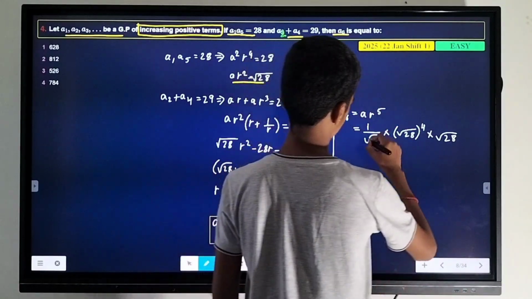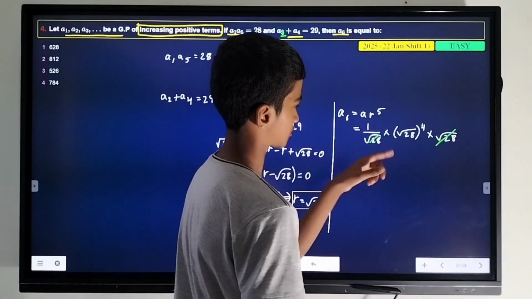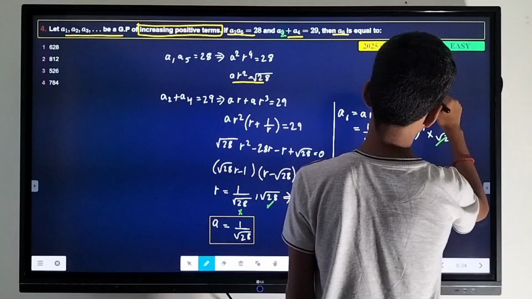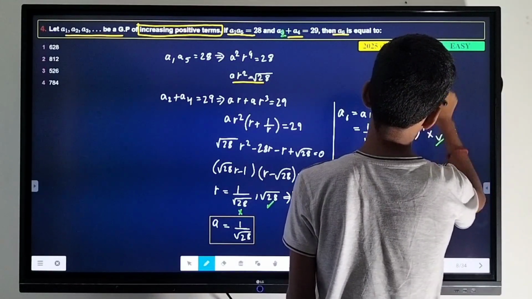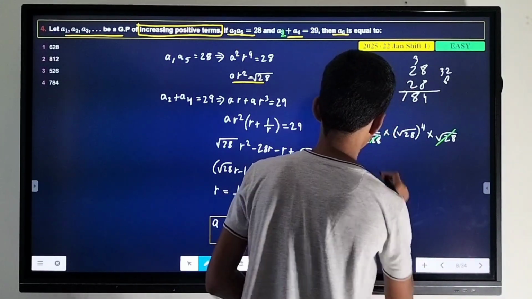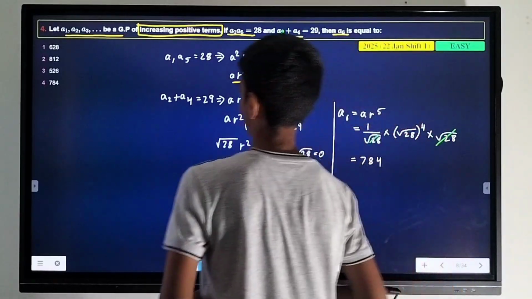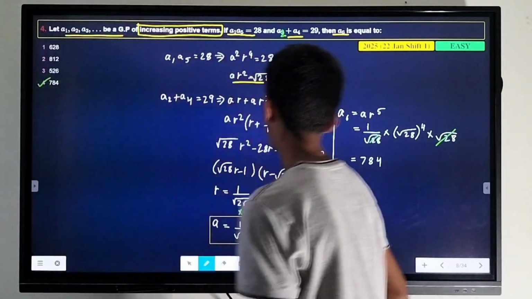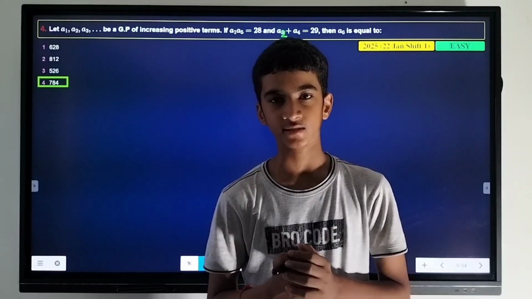Now root 28 and root 28 will get cancelled. Root 28 raised to power 4 is 28 square, which is 28 into 28, which is 784. So from here, our option 4 is correct. And here is our solution. We can see that our answer is correct.